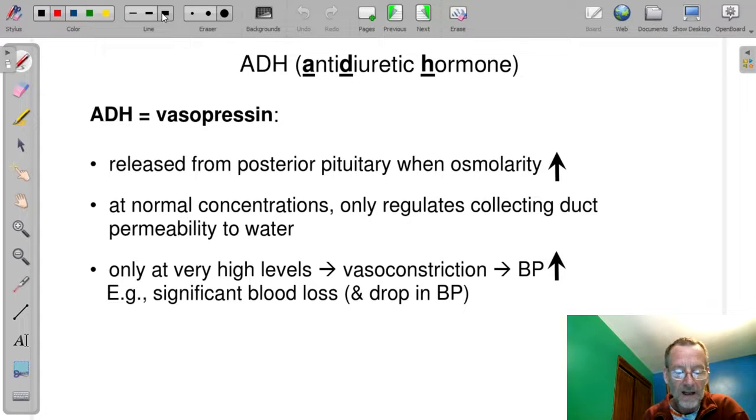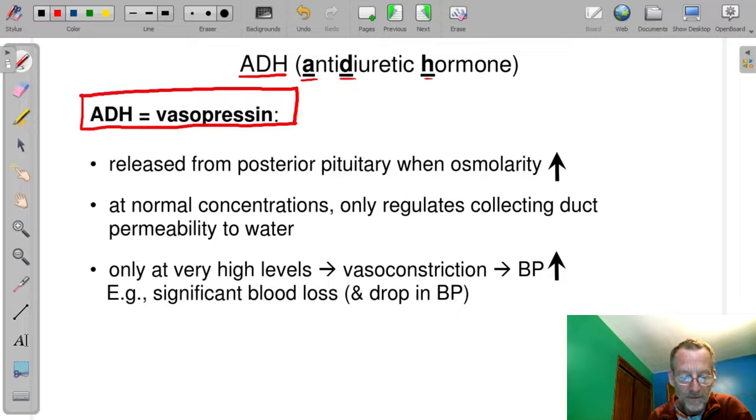I like the term ADH for antidiuretic hormone. It's an antidiuretic, so it restricts urination. Diuresis is urination, and this is an antidiuretic, so less pee. ADH is the same thing as vasopressin. They are just two different names for exactly the same hormone. I prefer the term ADH. One, it's quicker to write, and easier to say.